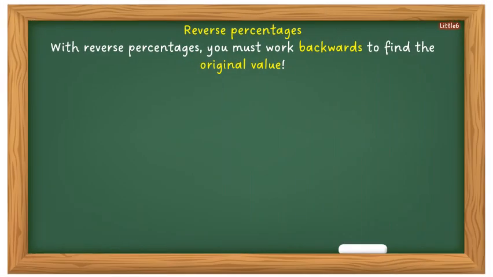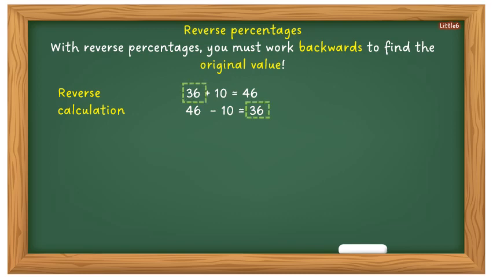Now let's look at reverse percentages. With reverse percentages, you must work backwards to find the original value. Now let's look at a typical reverse calculation. Okay, if we take 36 and add 10, that gives you 46. Very straightforward. And if we work backwards, 46 minus 10 is 36. And by checking that, you can see that both calculations are correct. So that tells you the calculation is correct. And that's a normal reverse calculation.